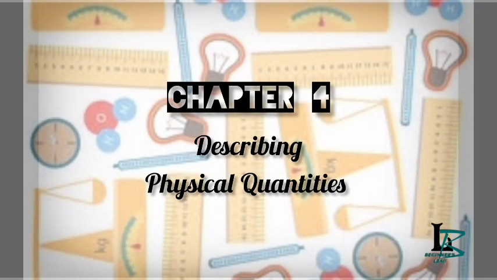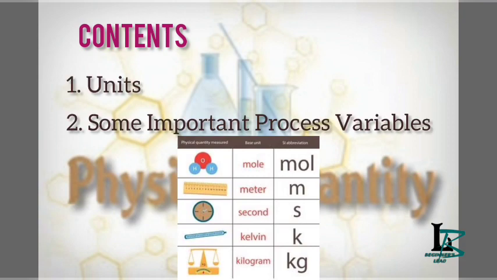Hi. To design any process, it is important to describe various process variables. Now, in order to describe these quantities, we will need to take a look into our chemistry equations and concepts. Chapter 4, Describing Physical Quantities. The contents we are going to cover are units and some important process variables.